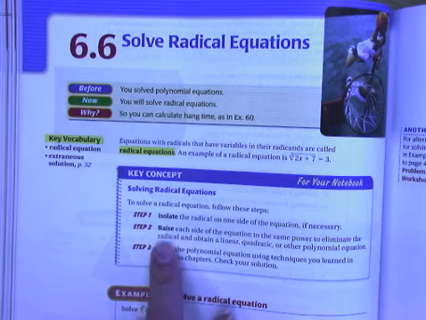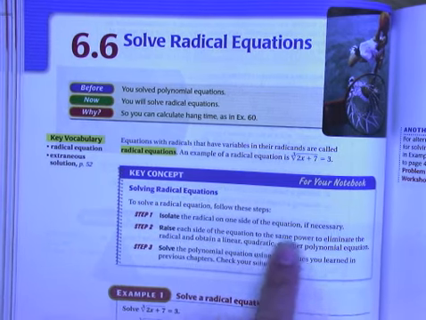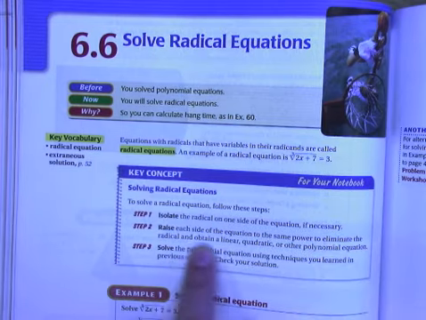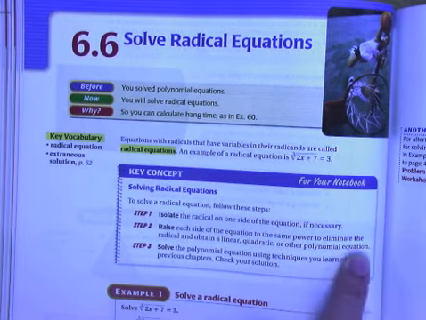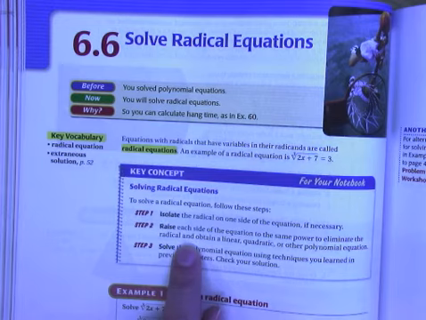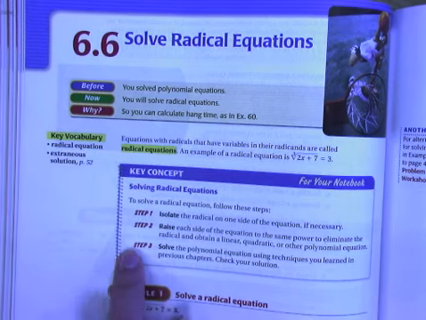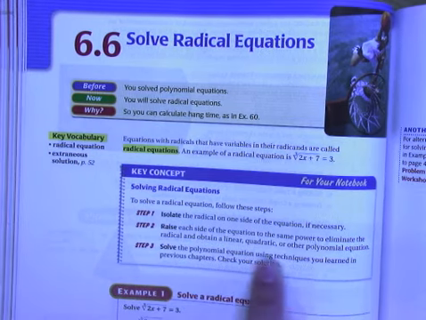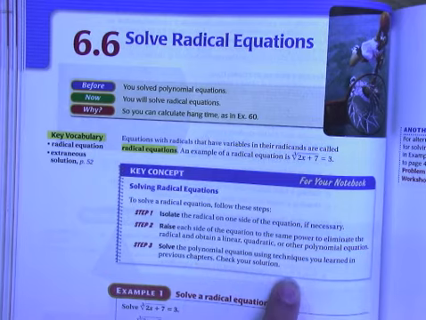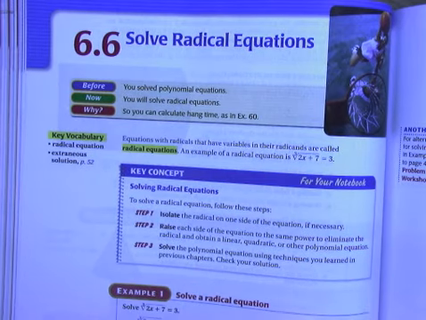Step 2, raise each side of the equation to the same power to eliminate the radical and obtain a linear, quadratic, or other polynomial. You know, when I first read that, I'm not necessarily sure what it means even, so I might not even want to write these steps down until after I look at an example. And then step 3 says solve the polynomial equation using techniques you learned in previous chapters. Notice, right now I haven't written anything down. I'm just getting a feel for what's going on here.